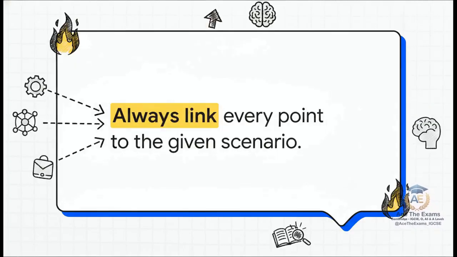Always link every point to the given scenario. I want you to burn this golden rule from the Principal Examiner report into your memory right now. If you make this your ultimate exam mantra, you will never drop those easy application marks again. Every single point must connect back to the prompt. And listen, the data backs this up. Students who implement these computer science strategies see an average improvement of 2 grade boundaries, but only if they practice consistently with our weekly videos.